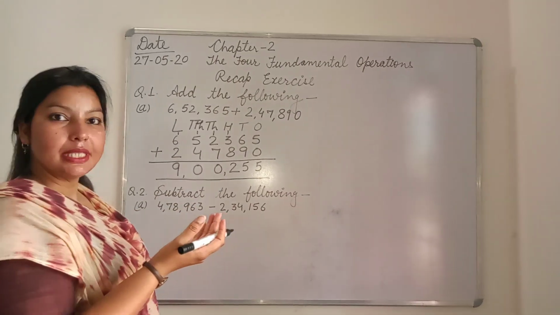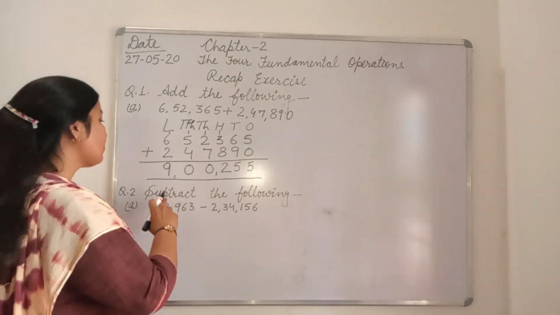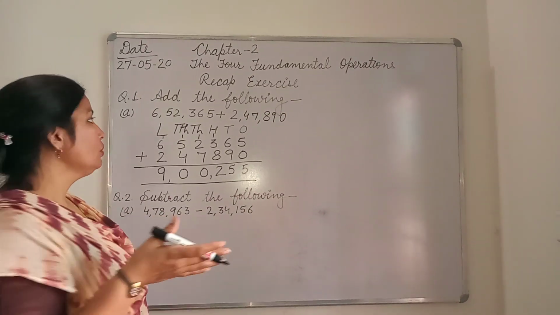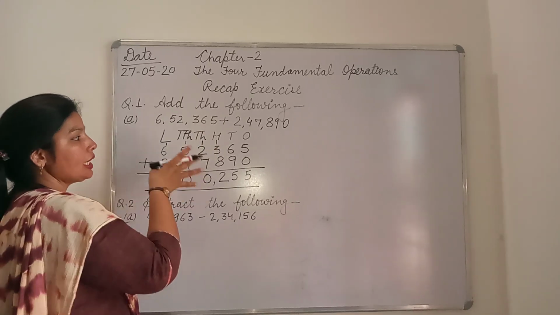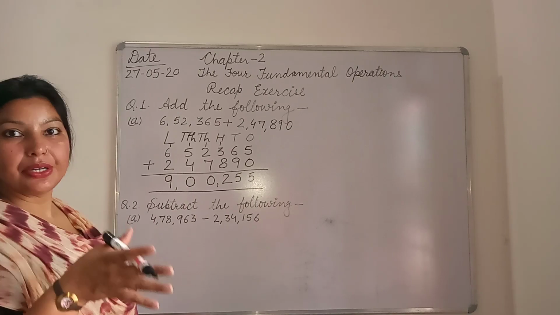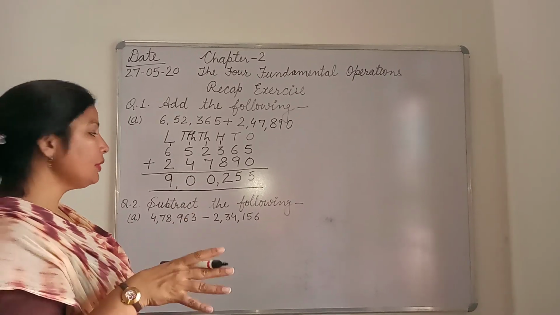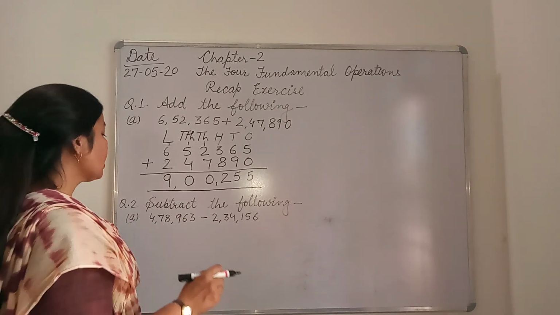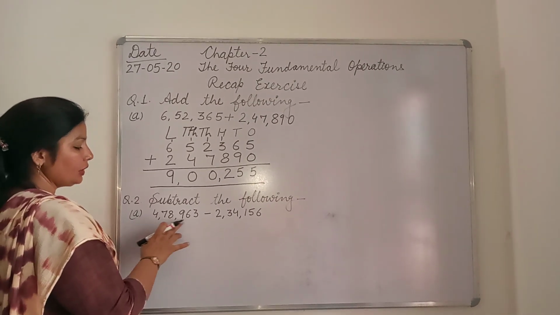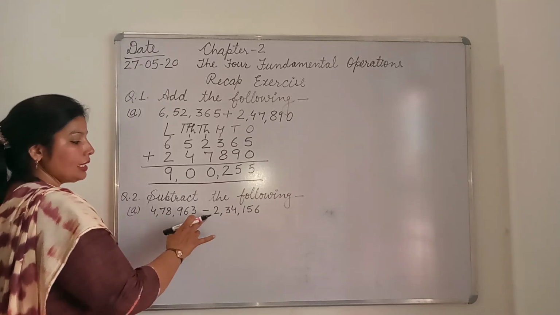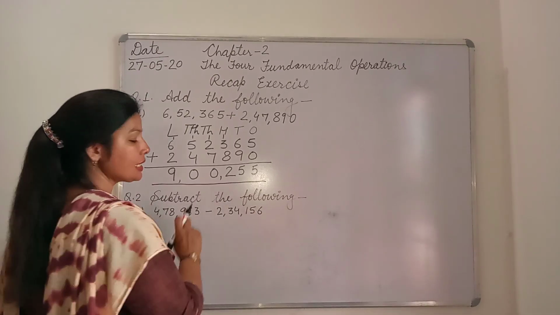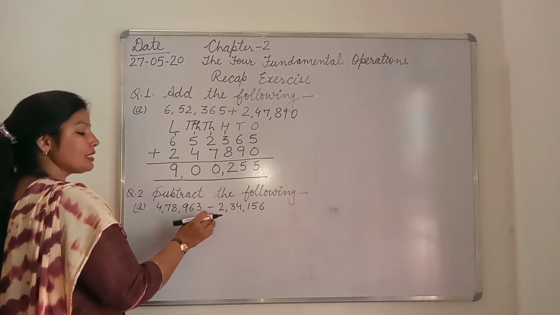Okay, now it's question two. Subtract the following. In this you have to do subtraction. Whatever way you used in addition, the same way we will do in subtraction also. Firstly we arrange up and down in columns and then we subtract. So first of all we should read the numbers. Given is 4,78,963 minus 2,34,156.